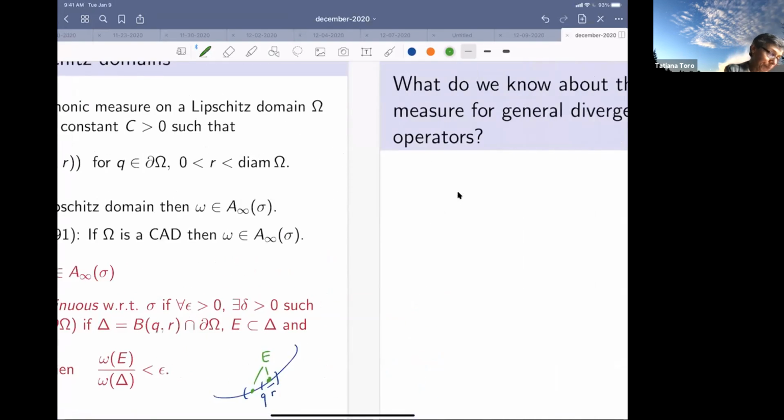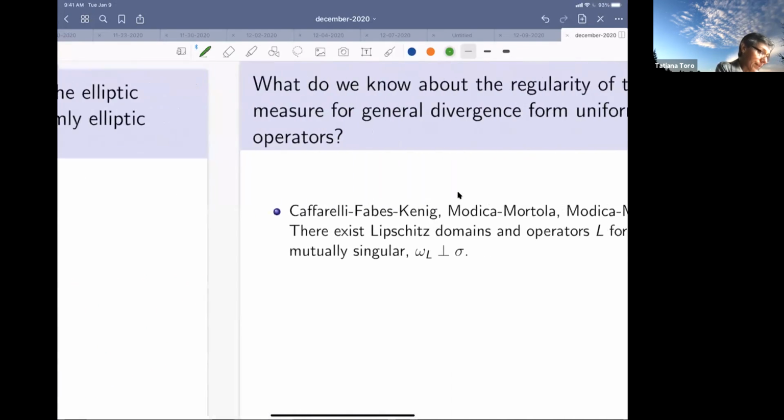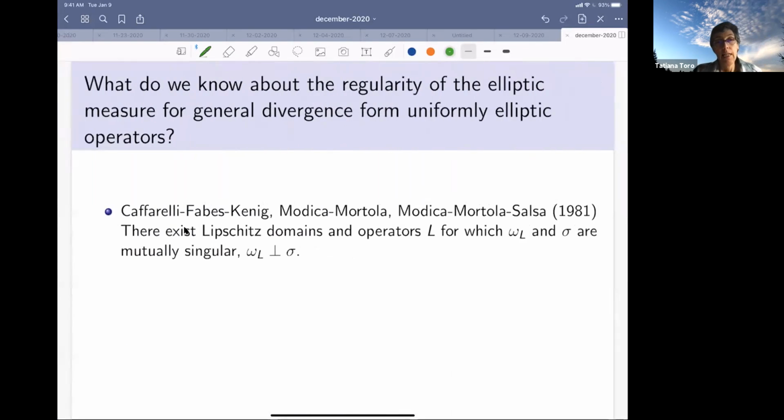So that was the question. And then very soon after, there were different works, one by Caffarelli, Fabes, and Kenig, other examples by Modica and Mortola, and by Modica, Mortola, and Salsa in 1981. And all these examples are different. They showed that there exist Lipschitz domains and operators L for which omega L and sigma are mutually singular. So basically, they're supported in completely separate disjoint sets.